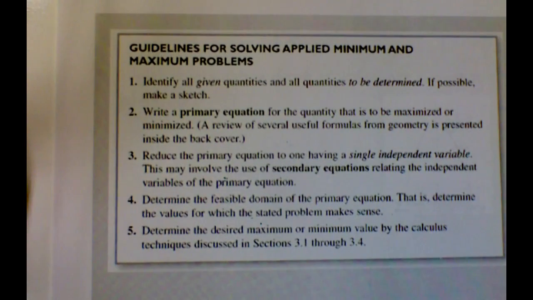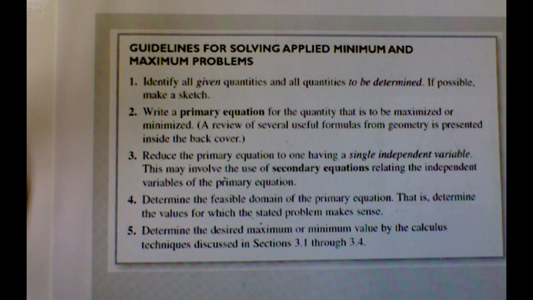Some guidelines for these applied minimum and maximum problems. Identify all given quantities and all quantities that need to be determined. If possible, make a sketch. A picture really does help. Write a primary equation for the quantity that is to be maximized or minimized. That was our volume formula. Step 3, reduce the primary equation to one having a single independent variable. This may involve the use of a secondary equation relating the independent variables of the primary equation.